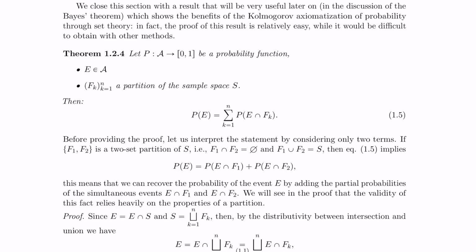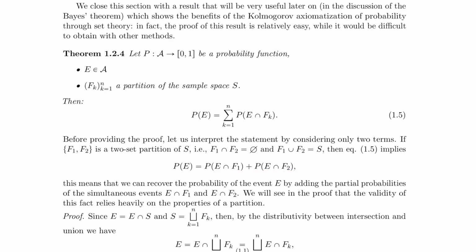Before showing the general proof, let's consider a two-set partition given by F1 and F2. Since F1 and F2 form a partition, they are disjoint, and their union is the sample space S. Then this equation means that the probability of E is the probability that E occurs simultaneously with the event F1 plus the probability that E occurs simultaneously with the event F2.